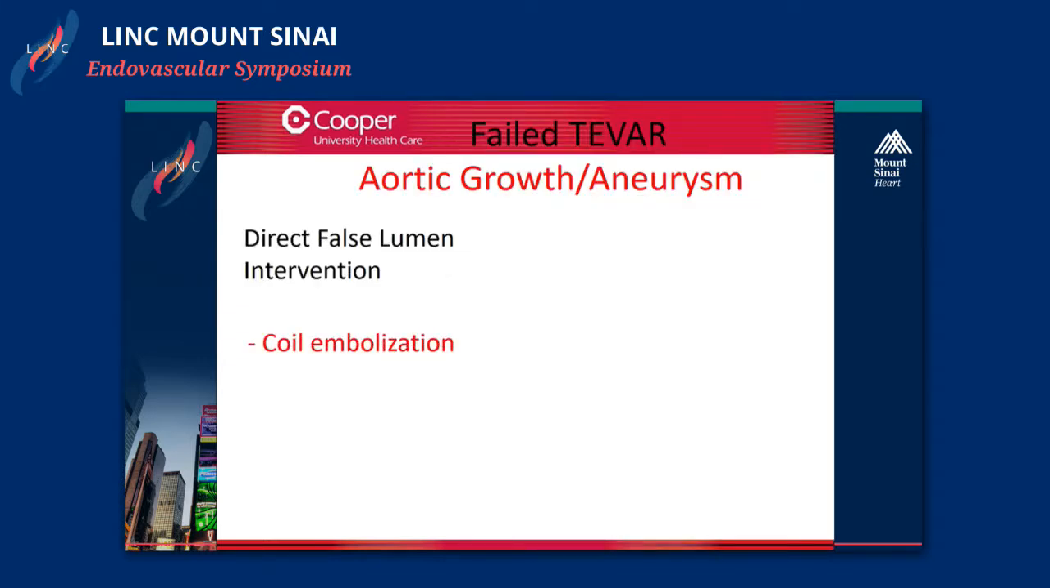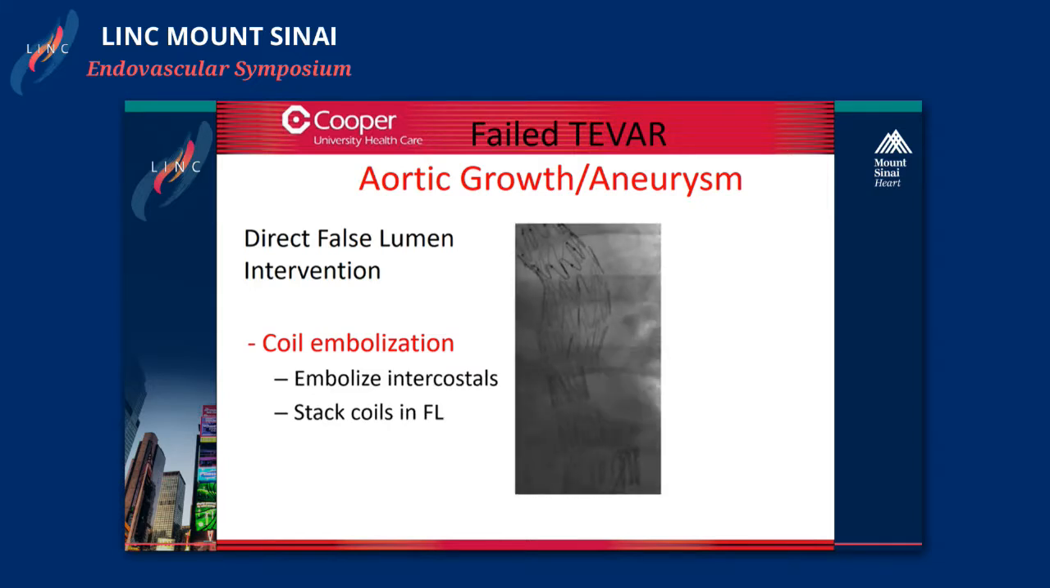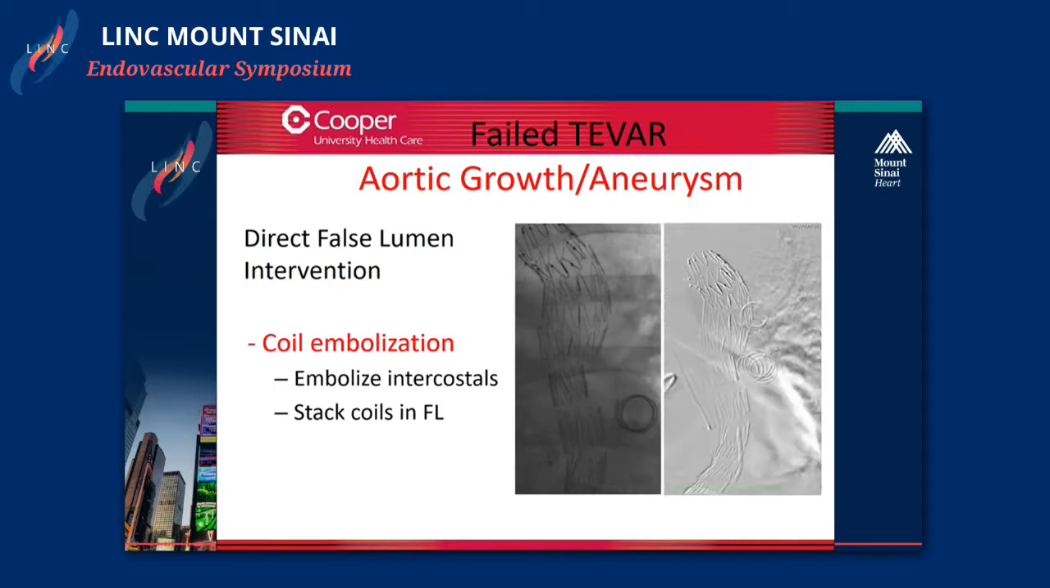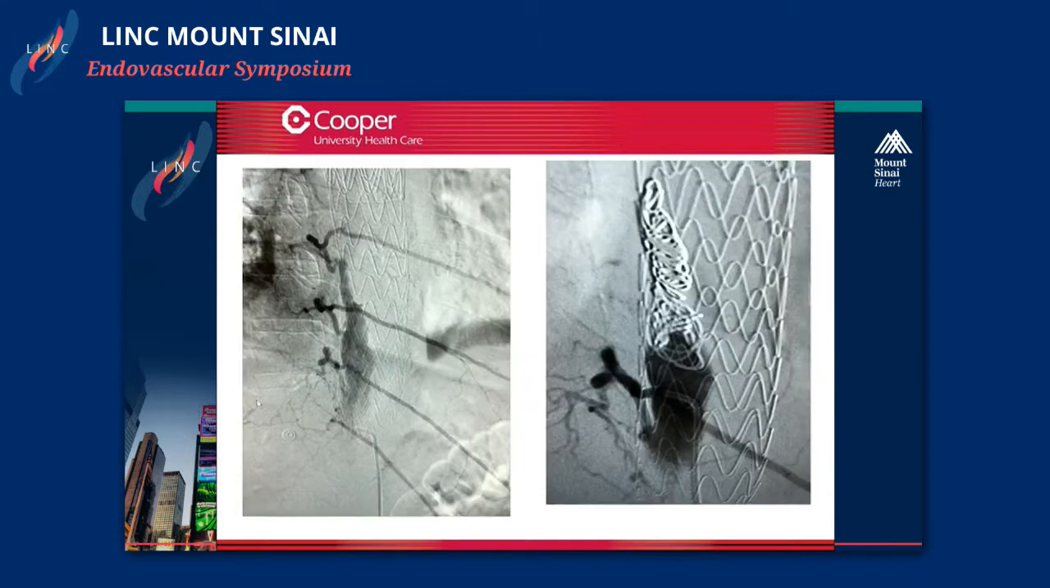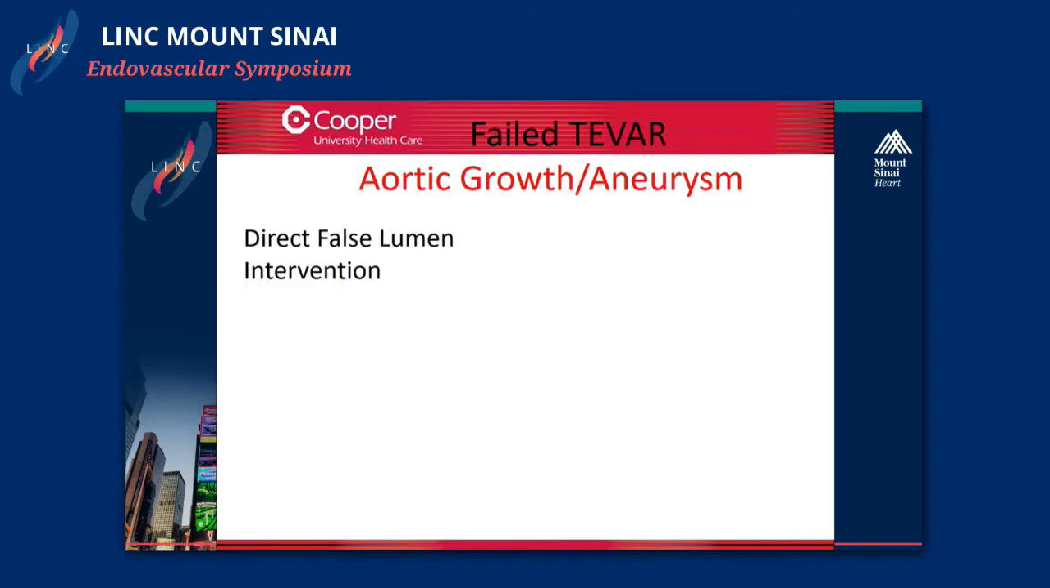We showed examples of direct false lumen intervention with coil embolization. Again, embolizing intercostals, stacking coils in the false lumen. This can be very helpful and induce false lumen thrombosis rather quickly, once you create a static environment. And here's another illustration of egress vessels in the false lumen and coil embolization that basically shuts that down.